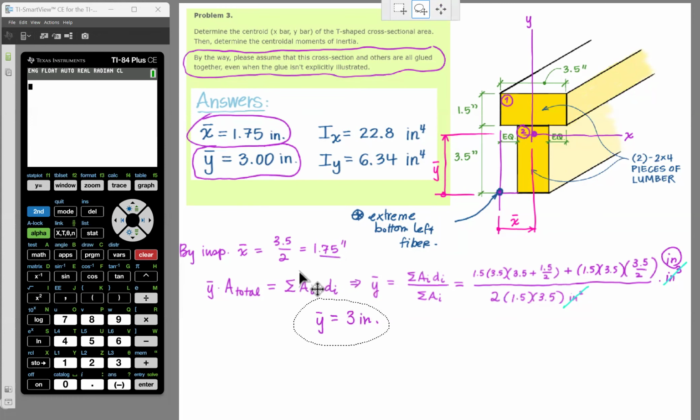But we have got another of our answers ready to go. So y bar is equal to 3 inches. And I always like to give that a reality check. So if you look at where we had guesstimated this centroid was, does that y bar look like less than 3.5? Like we calculated at 3.0. And yeah, that makes good sense. So, to give those little reality checks.